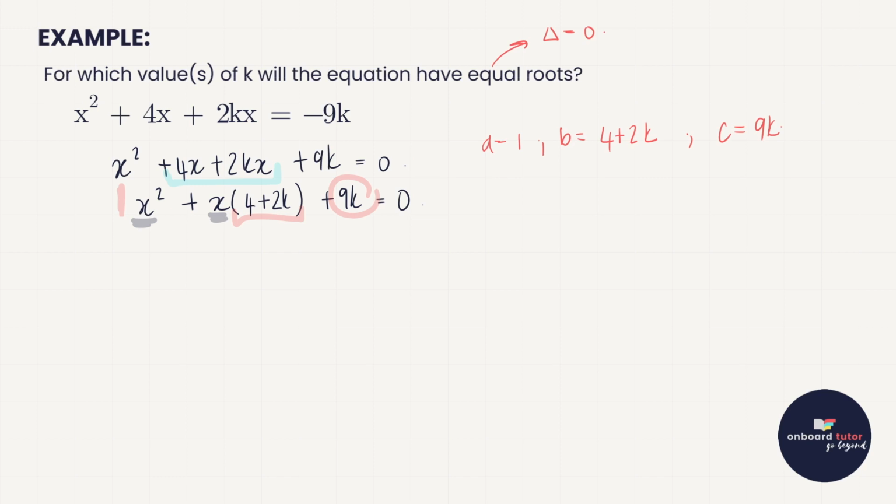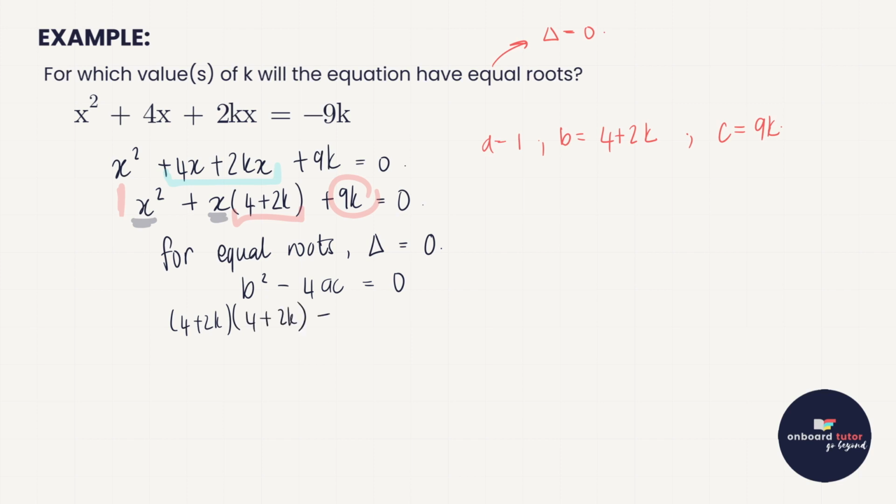All right, so in order to have equal roots, I'm now going to tell the teacher who's marking my paper, for equal roots, delta must equal 0. So let's substitute. So delta we know is equal to b squared minus 4ac. And that must be equal to 0. Okay, b is 4 plus 2k, and that's going to be squared, minus 4 times a times c.